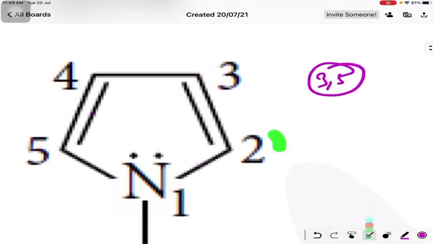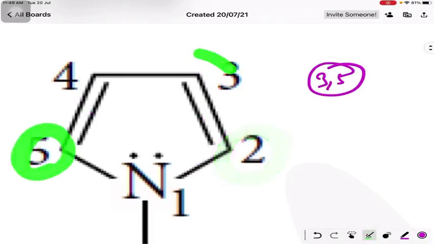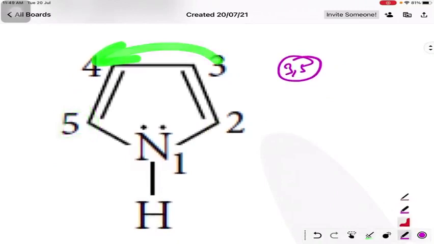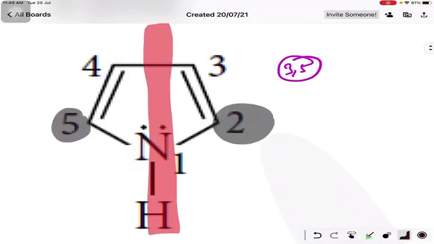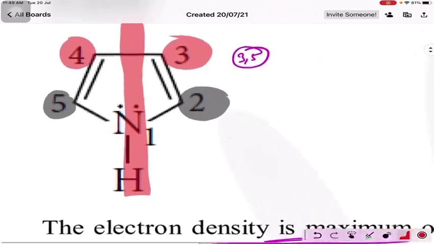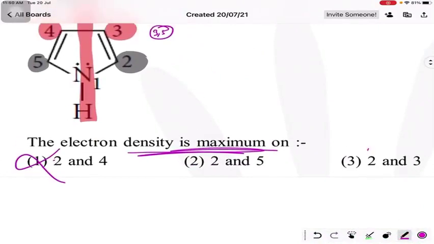If you say 2 has high electron density, then parallel to it will be 5: 2, 5 and 3, 4. These are equivalent positions. Why are these equivalent? Because there is a plane of symmetry. If we cut this molecule into 2 equal halves along this plane, 5 reflects 2 and 3 is reflected by 4. So these are equivalent positions: 2, 5 and 3, 4. So 2, 4 cannot be the answer and 2, 3 cannot be the answer. We are left with 2 and 5.